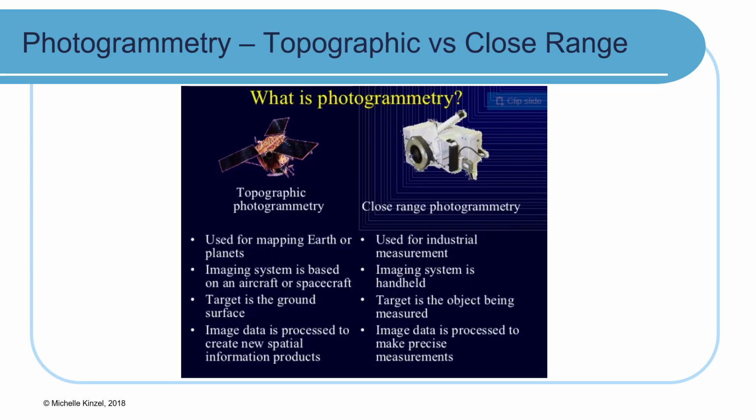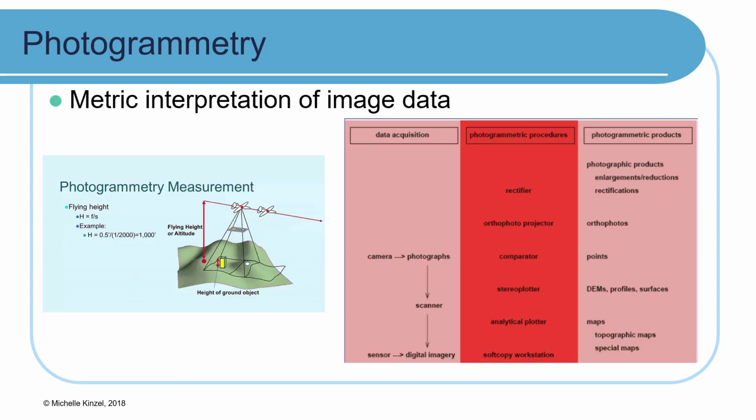So what is photogrammetry? Consider two different types, topographic and close range. Topographic is used for mapping Earth or planets based on an aircraft or spacecraft. The target is the ground surface or Earth's surface, and image data is processed to create new spatial information products. Whereas close range photogrammetry is used for industrial measurements. The systems are handheld, the target is the object being measured, and the image data is more precise.